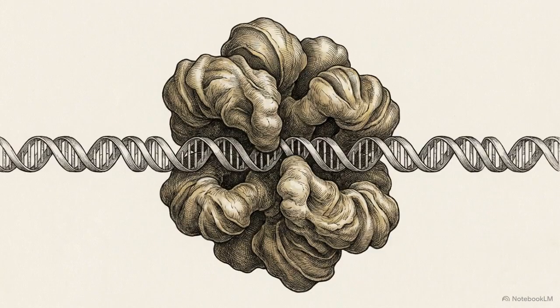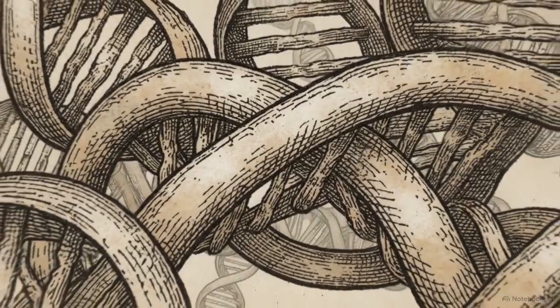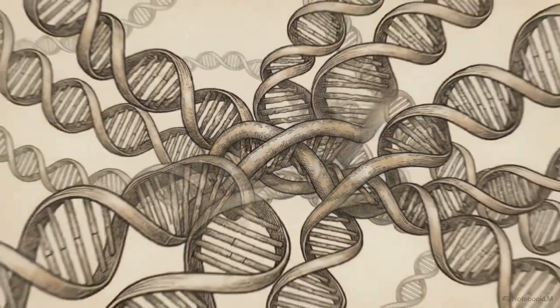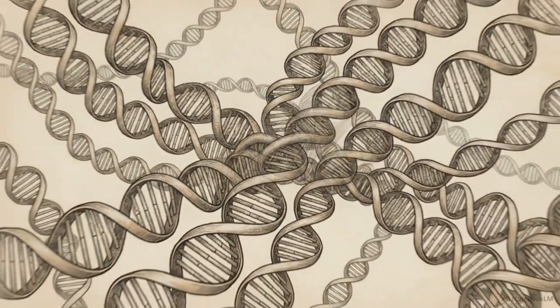Topoisomerases serve as the primary mechanical regulators of the genome. Their precise control of the linking number demonstrates that in molecular biology, three-dimensional topology dictates function as much as the genetic sequence.